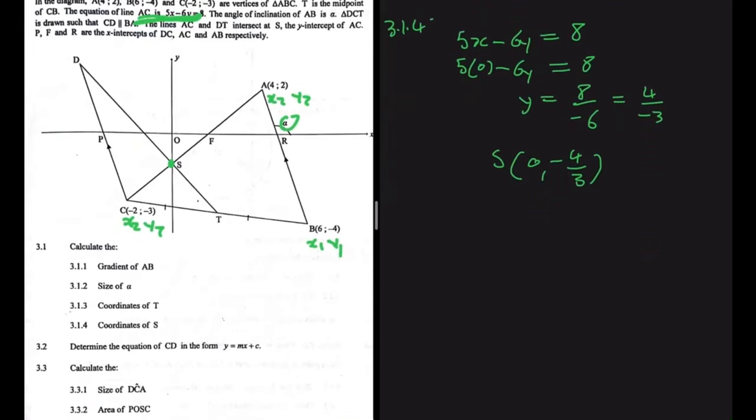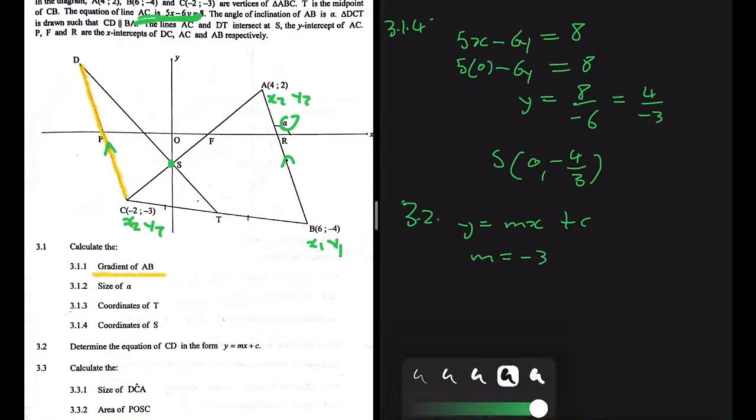Now let's do 3.2, which says let's determine the equation of CD in the form y equals mx plus c. Let's look at CD. We are told that CD is parallel to AB, so we already know that m is equal to minus 3, because in 3.1.1, when we calculated the gradient of AB, we got minus 3. Now we are just looking for c, which we will find by substituting our point C.